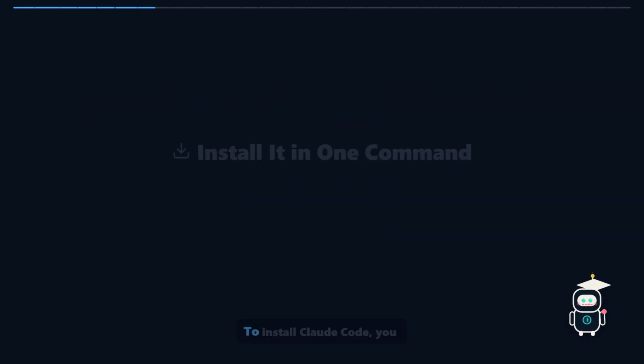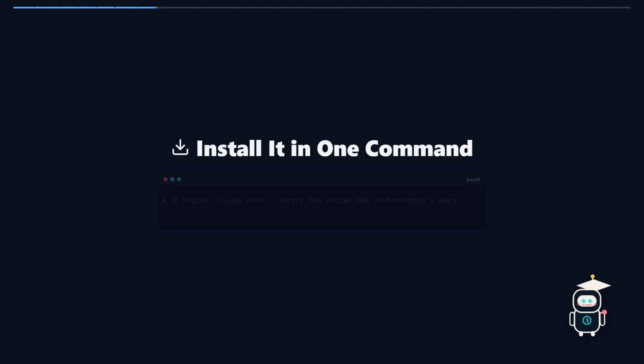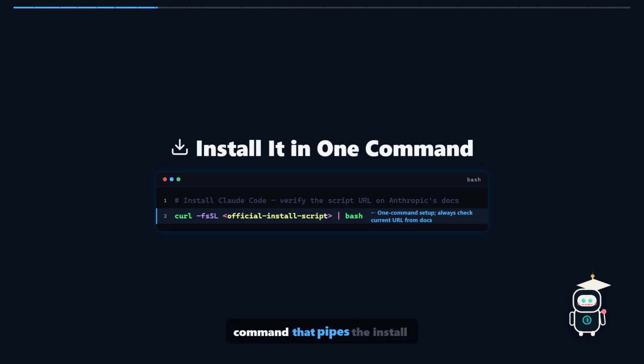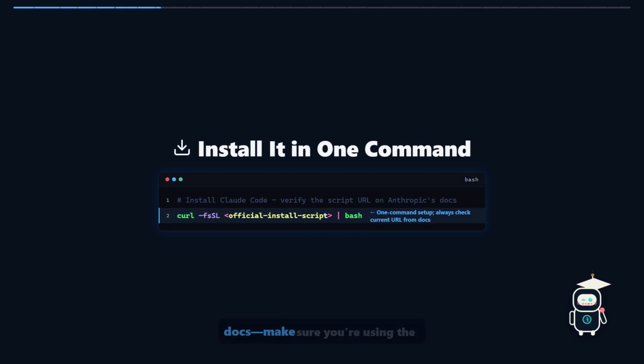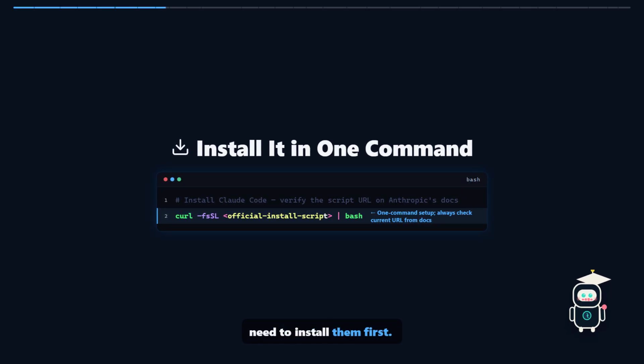To install Claude Code, you can run a single curl command that pipes the install script to Bash. The exact URL is on Anthropic's official docs. Make sure you're using the latest one. Many systems already include curl and bash, but if yours doesn't, you may need to install them first. After it finishes, you're just one command away from your first Claude Code session.